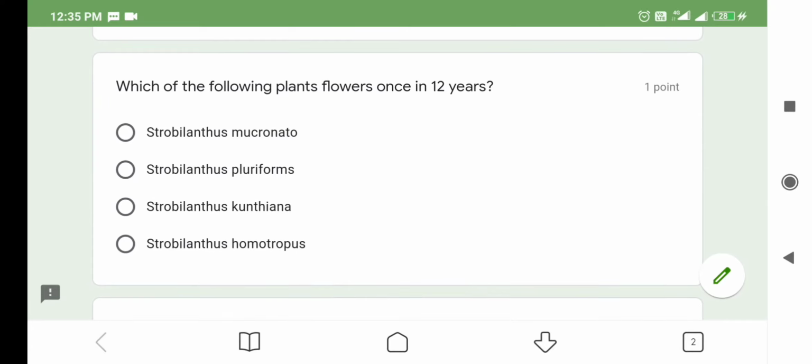The next question, which of the following plants flowers once in 12 years? Option number 1, Strobilanthes mucranato. Option number 2, Strobilanthes pluriforms. Option number 3, Strobilanthes kunthiana. Option number 4, Strobilanthes homotropous.